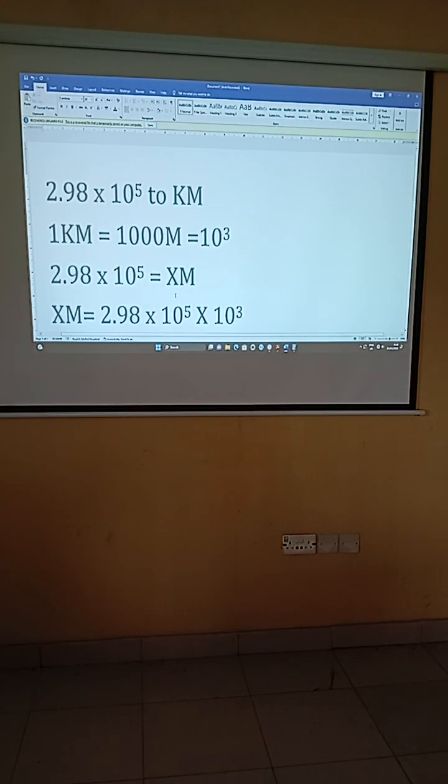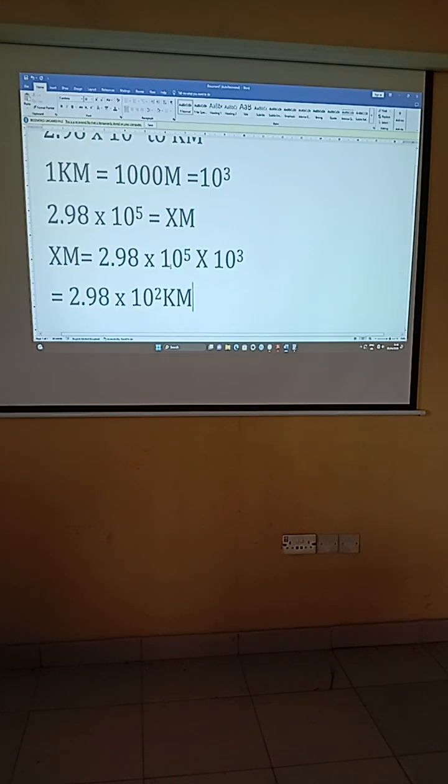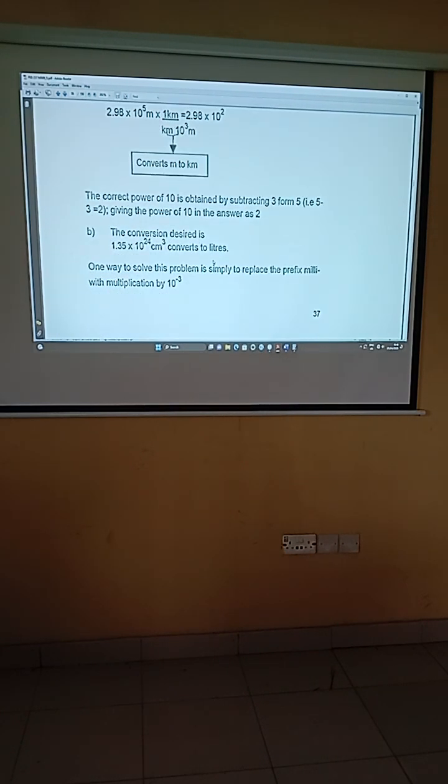Is it meters now? Or kilometers? We are going from meters to kilometers. So it will give us 2.98 by 10 to the power 2 kilometers. That's what it will give to us. Alright? So going like that, you see it here, 2.98 by 10 to the power 2 kilometers. So that you will not be confused asking why did 5 change to 2? You just simply understand that there is a little law that was applied, which is the law of indices. It was applied there to analyze that too.